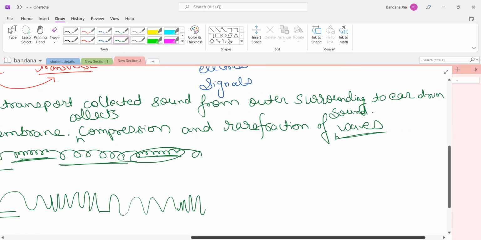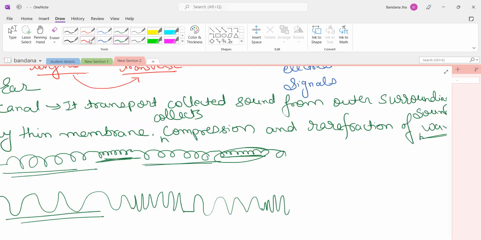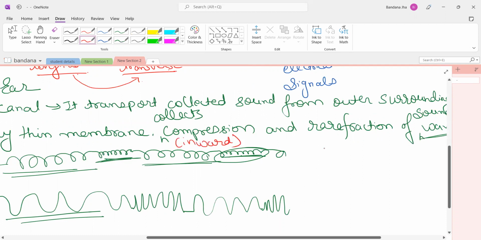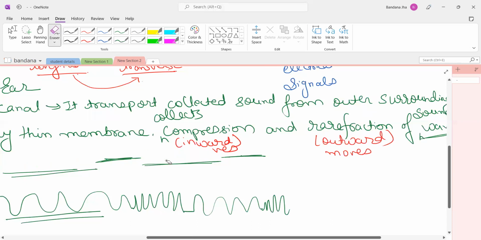So compression, at the time of compression, what do eardrums do? At the time of compression, the eardrum moves inward, and at the time of rarefaction, the eardrum moves outward. Understood? Any doubt here? Very good.